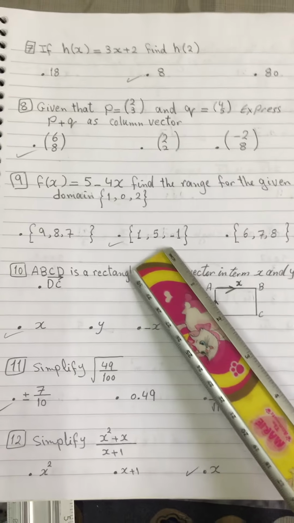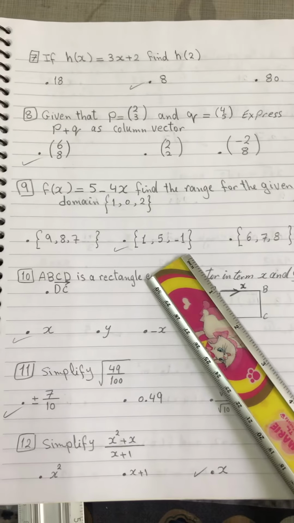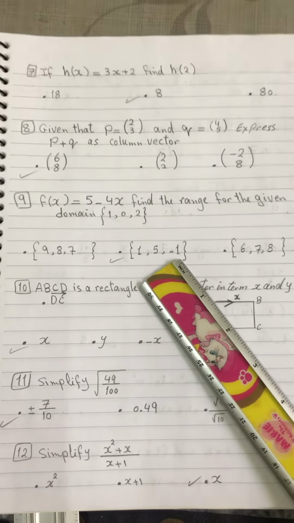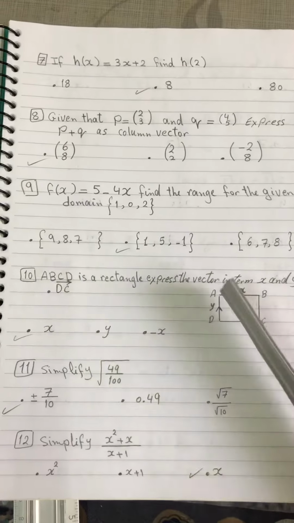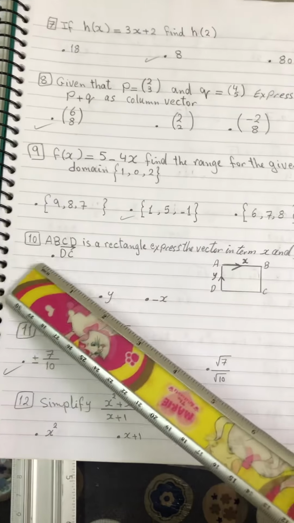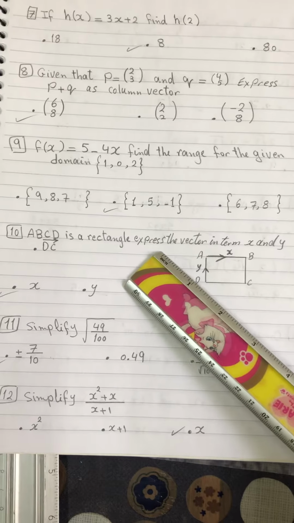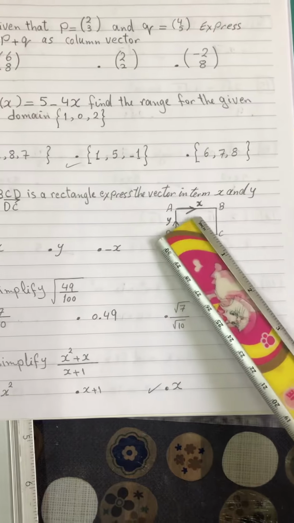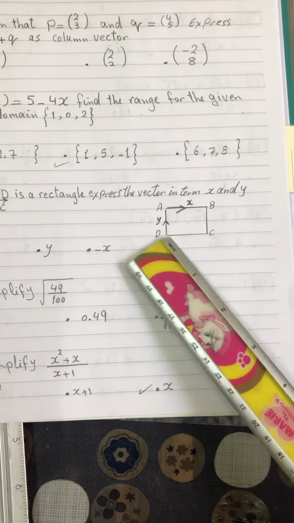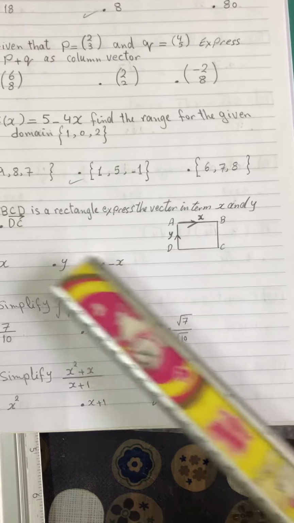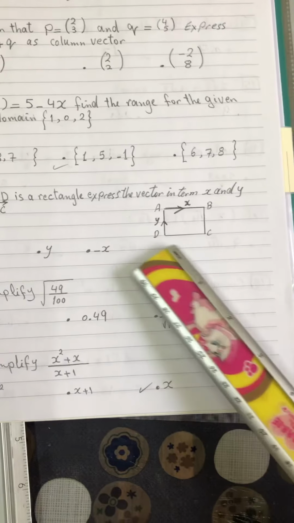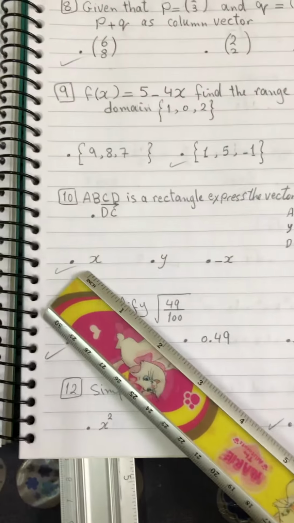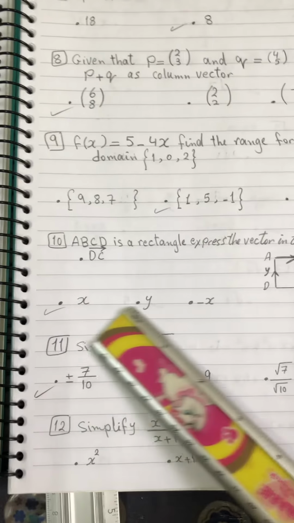Okay, I want to explain to you, if I ask in the form of MCQ, how I can give the answer or bring the answer. Here ABCD is a rectangle. Express the vector as you see here. AB is x, DA is y. I want DC. DC is parallel to AB, so it will be positive x, as you see here.